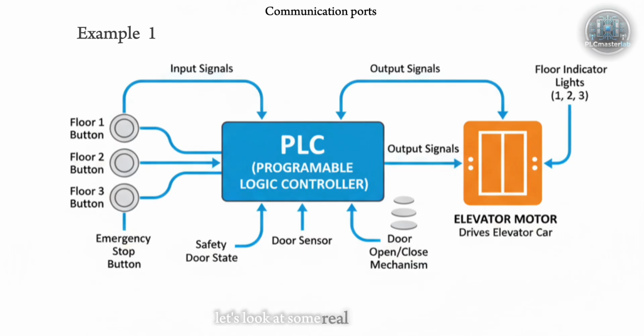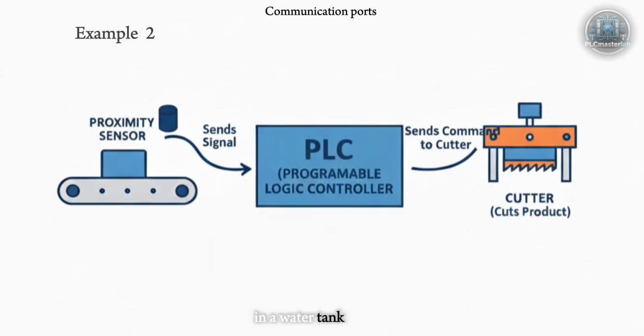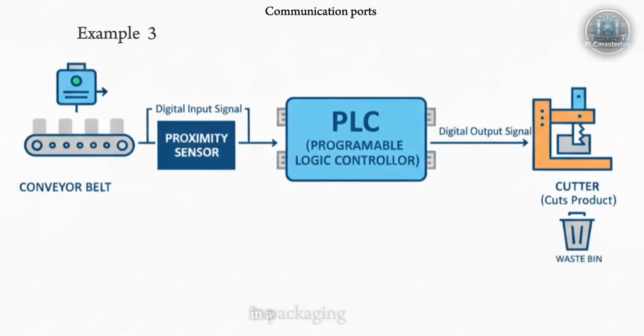Let's look at some real-life examples. In an elevator system, when you press a button, the PLC receives the signal and starts the motor. In a water tank system, when a level sensor detects low water, the PLC turns the pump on automatically. In a packaging machine, a proximity sensor detects the product and the PLC activates the cutter.